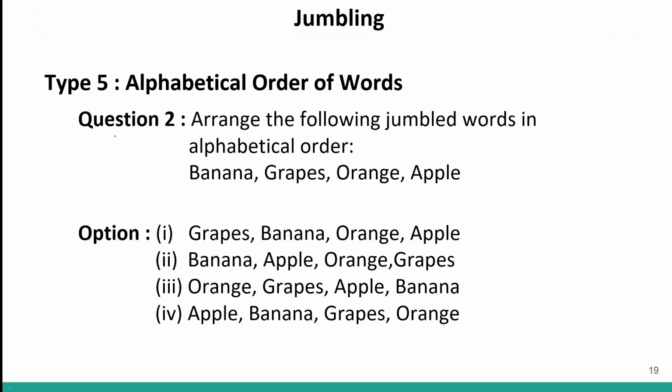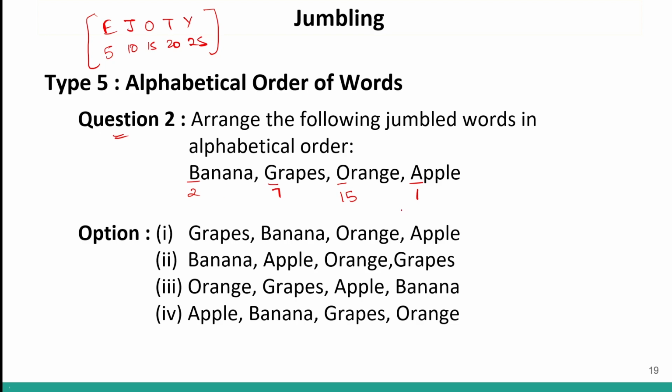So, question number 2. Banana, grapes, orange, apple. A is 1, B is 2, G is how much? G is 7 and O is 15. If you remember the shortcut to remember forward ranks, EJOTY: 5, 10, 15, 20 and 25. So this was a shortcut I told you to remember forward ranks.